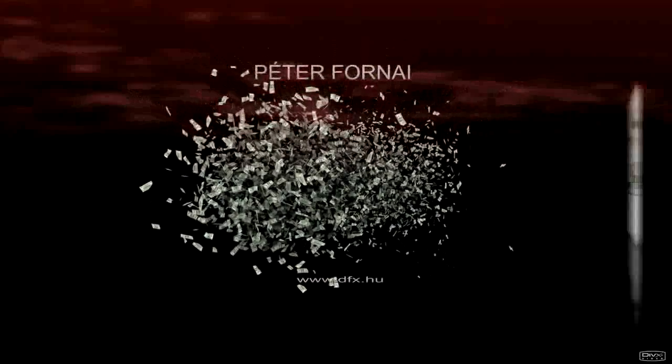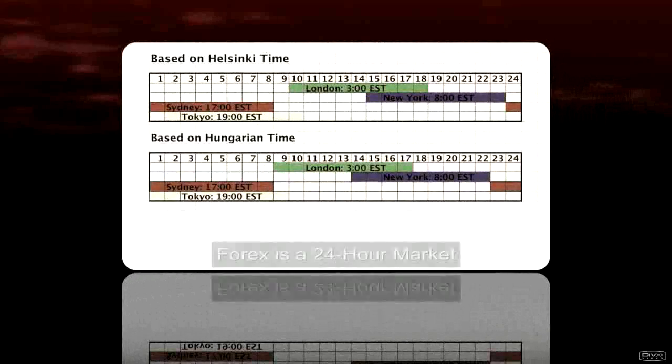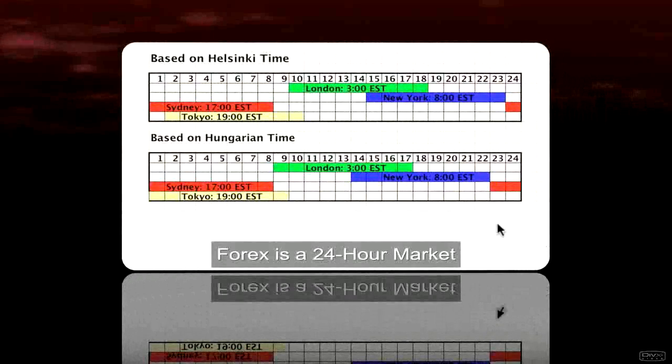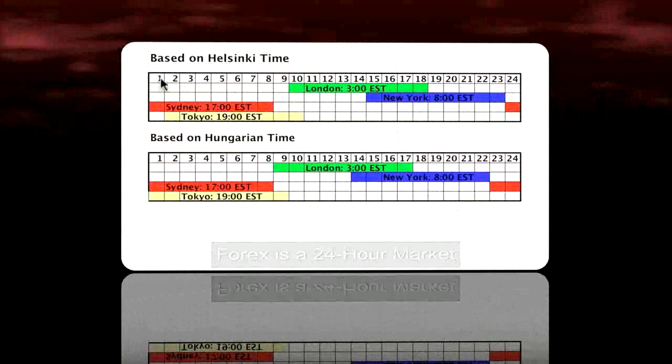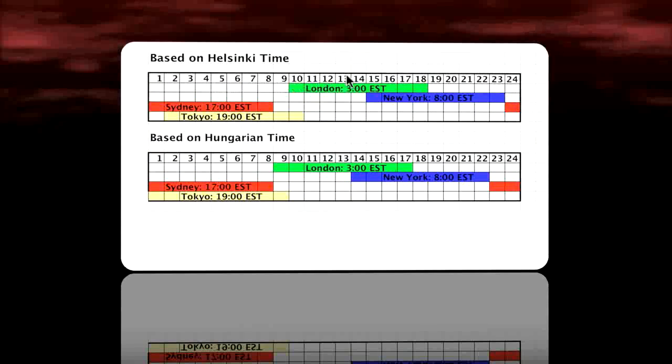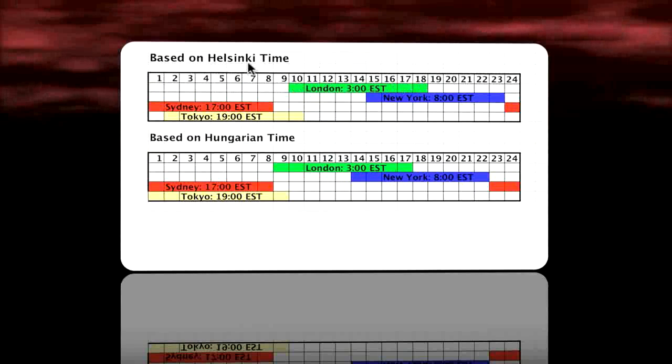At what time of the day should we trade? Whenever you feel like it. The great thing about Forex is that it is possible to do it 24 hours a day. The table shows the opening hours of some of the most important stock exchanges in the world.